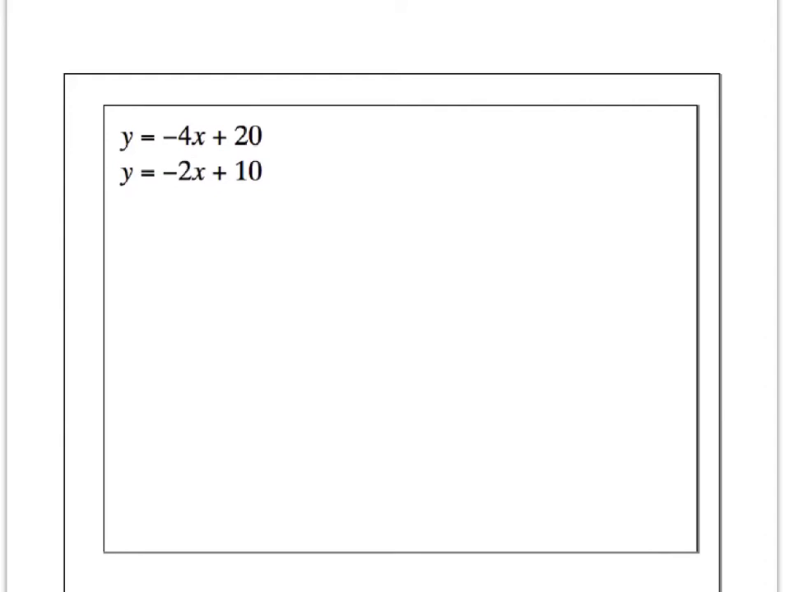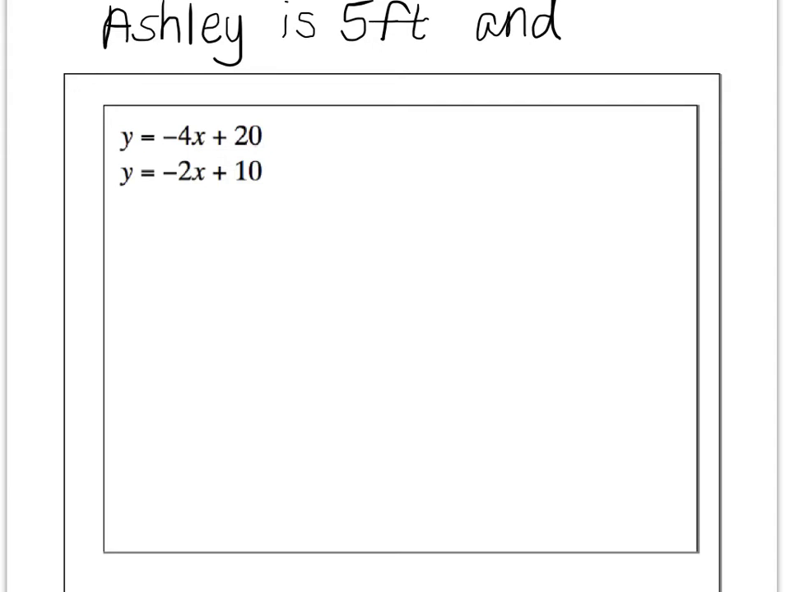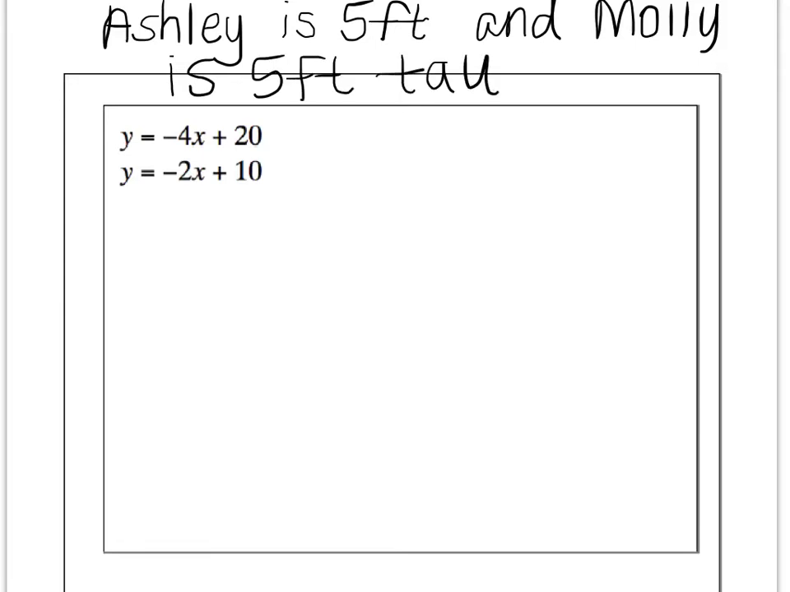And that was saying if Ashley is 5 feet tall and Molly is 5 feet tall, then we can make an assumption. And at the end of that assumption, if Ashley equals 5 feet and Molly equals 5 feet, then we could set Ashley equal to Molly, and we could assume that they are the same height as each other. I don't know if that'll help you, but that's something that we've done in the past.